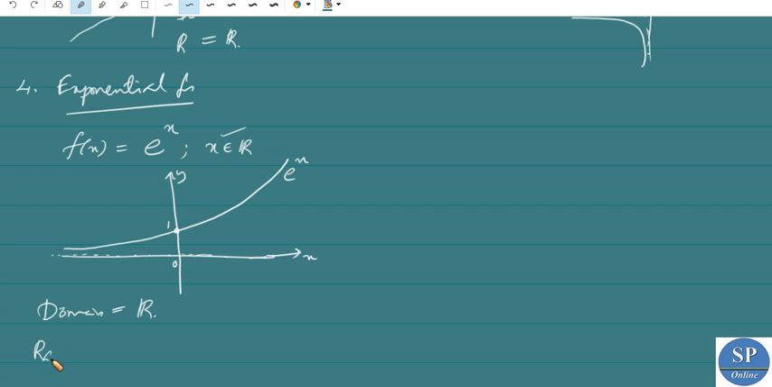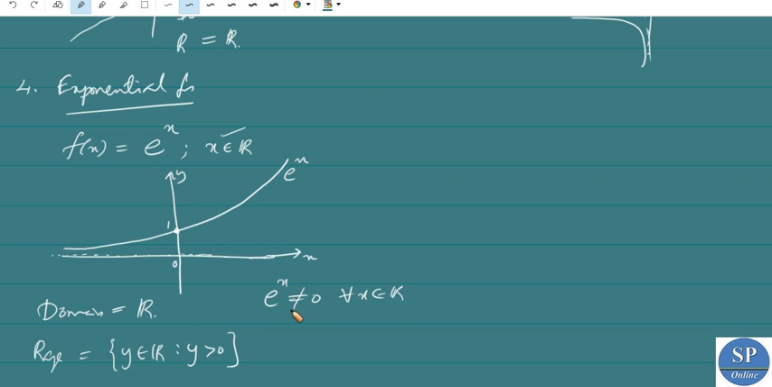And what about the range? Range is that means it will assume the values which are greater than 0. So it will not take the value less than 0. Okay, that means the graph is not included in this region. Okay, so range will be the set of all y belongs to R such that y is greater than 0. Okay, because e power x is not equal to 0 for any x belongs to R.